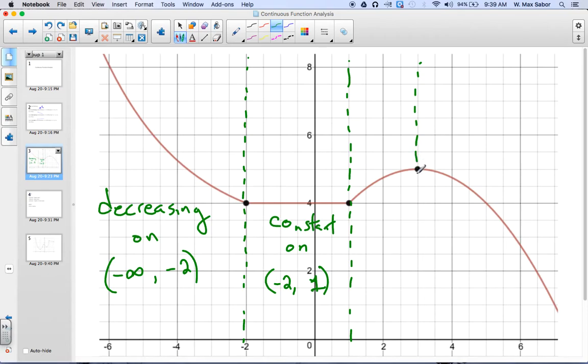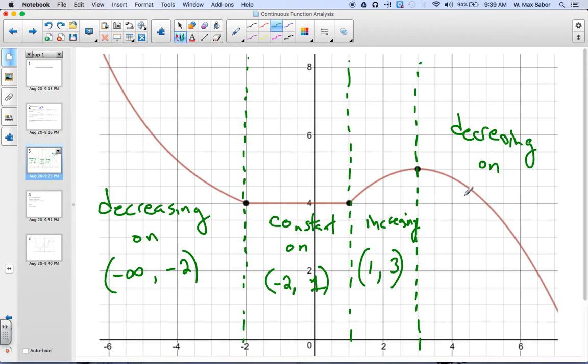Then, until it reaches this maximum point, we have it increasing. So that's between 1 and 3. We always describe it in terms of the x coordinate. And then lastly, decreasing because it's going down and to the right on 3 to infinity.